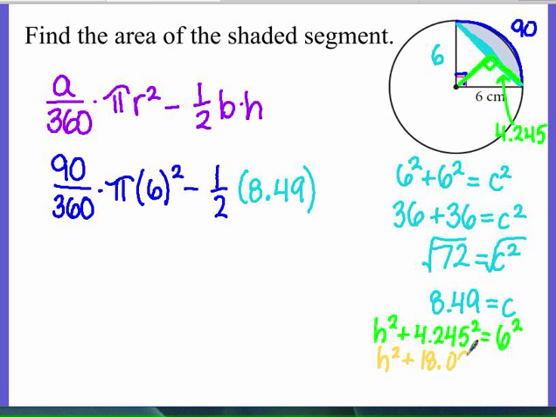6 squared is 36. So what do you do now? Subtract. So h squared equals 17.98. Yep. What do you do now? Square root of that. So what is the height? 4.24. Yep. Okay.